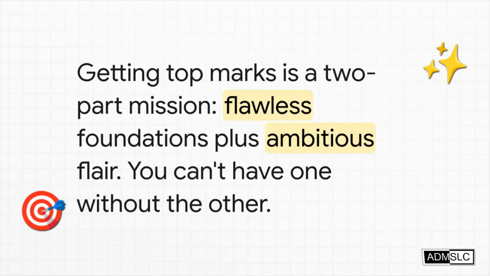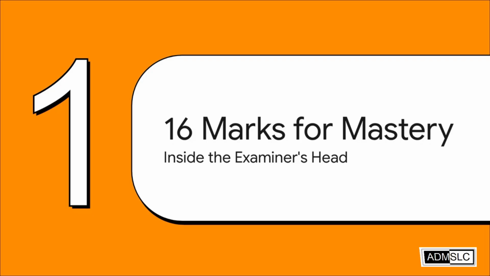Okay, so here's the bottom line. Getting those top marks in AO6 is kind of like a two-part mission. You've got to have the flawless foundations. That means 0 simple mistakes. And then you build on that with some ambitious flair showing off what you can do. You absolutely need both. One without the other just won't cut it. All right, let's get into it.